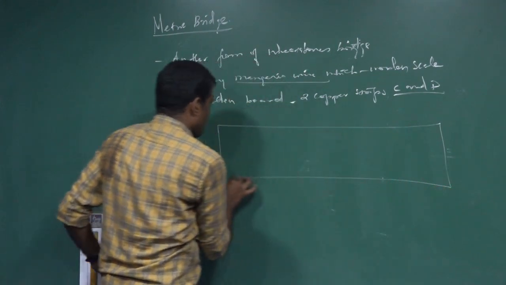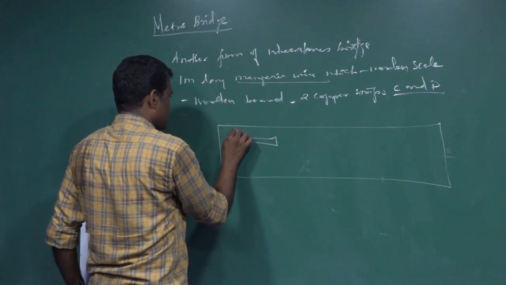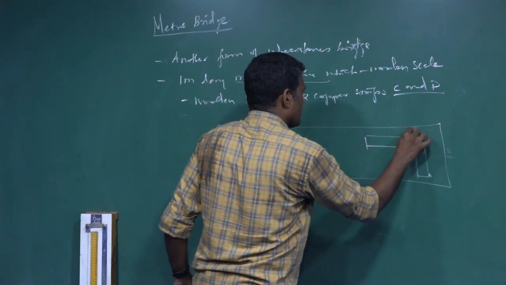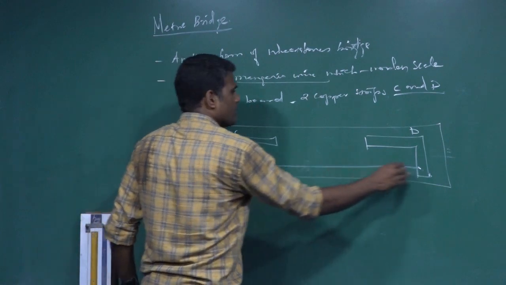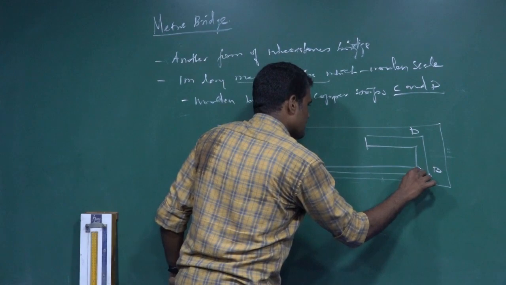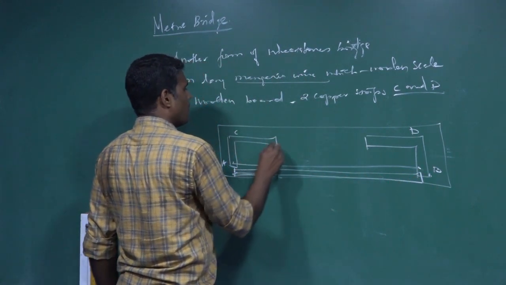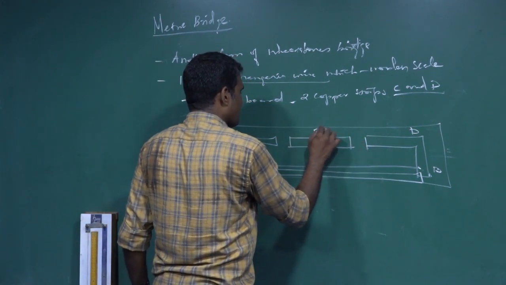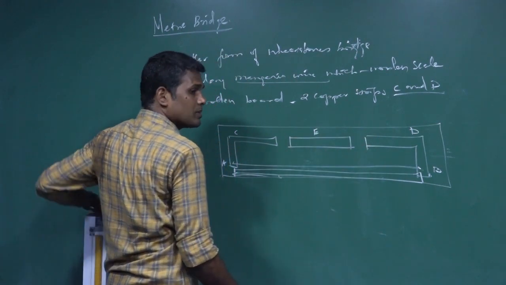This is the wooden board. C and D are the two copper strips. This is C, and this one is D. These are the two copper strips. A manganese wire is fixed over CD along with the meter scale, which is 1 meter long. Another copper strip, let us say E, is fixed between the two copper strips C and D.